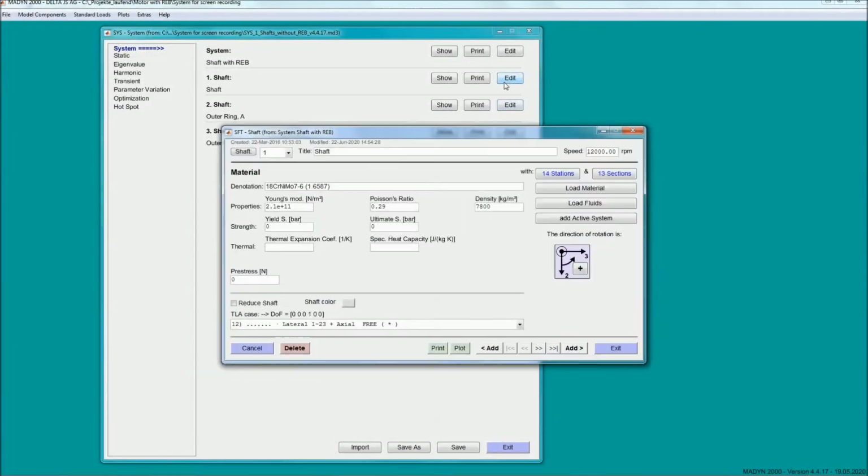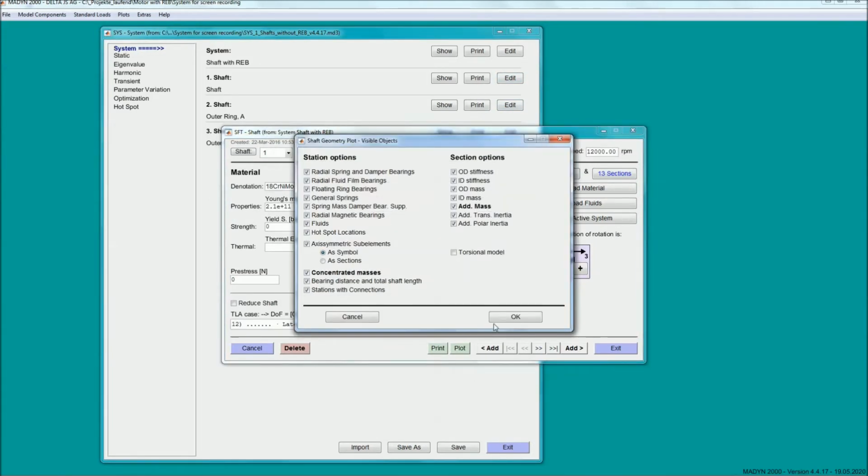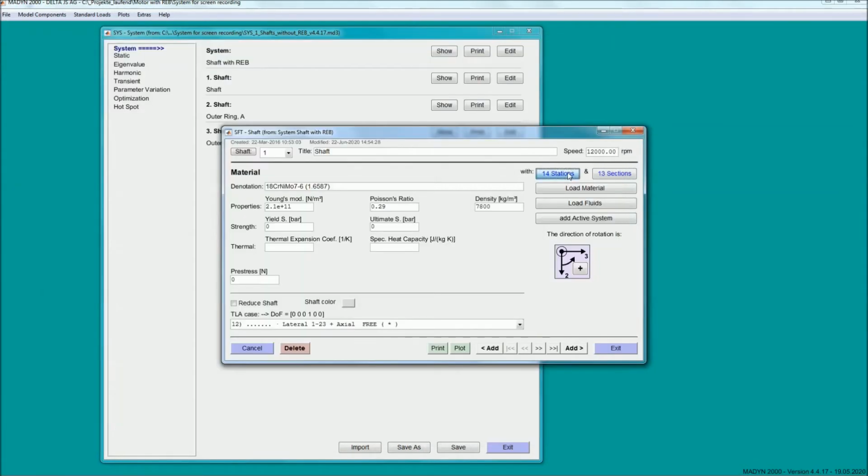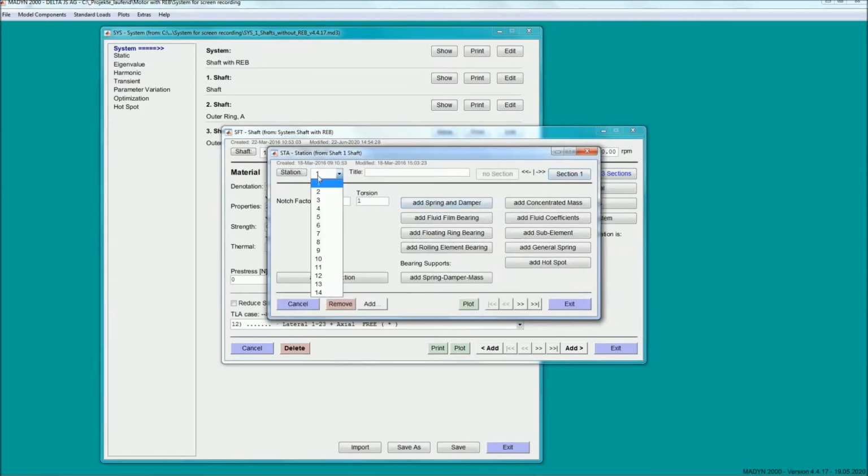We open a system with the motor shaft and two shafts for the outer races of the bearings. The latter are needed to apply an axial preload on the bearings. The motor's maximum speed is 12,000 rpm.